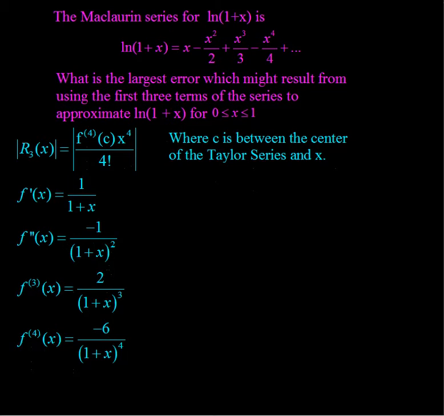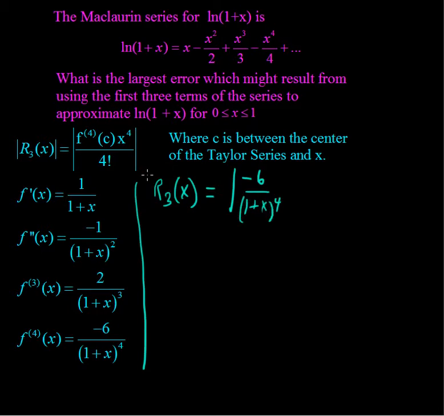So what we need to do then is go ahead and take this remainder. So R3 of x is going to be equal to the fourth derivative at c. So that's the absolute value of negative 6 over 1 plus x to the fourth. Okay, and of course the absolute value here. We're interested in finding the maximum distance, the maximum error, and so we're not really interested in the sign of the error, whether it's above or below, but just how far off it might be.